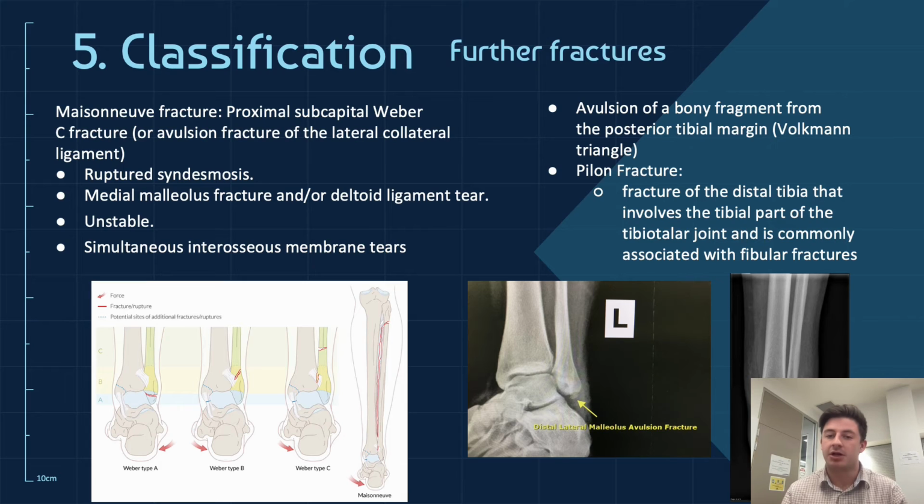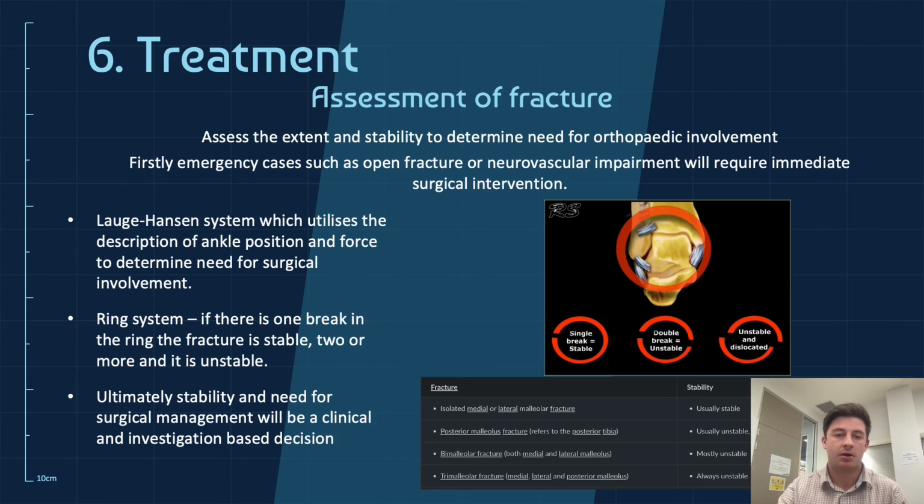And then a pylon fracture, which is a fracture of the distal tibia, and that usually also involves a fibular fracture. You'll probably notice as well a lot of these fractures described are fibular fractures, as the fibula is a smaller bone and more susceptible to fractures.